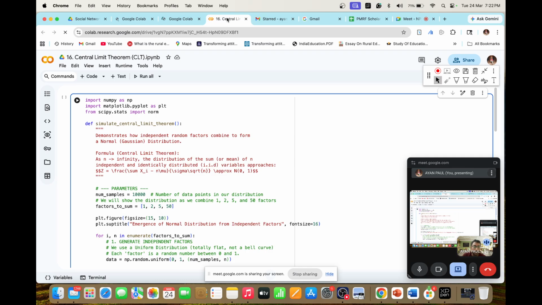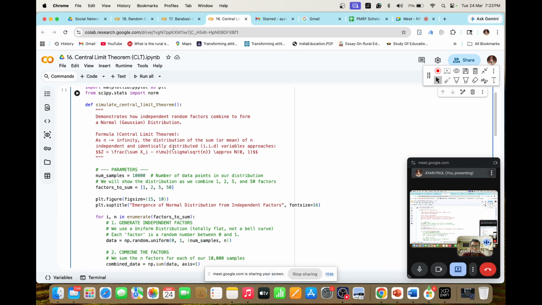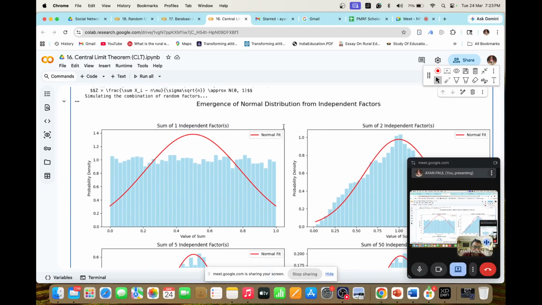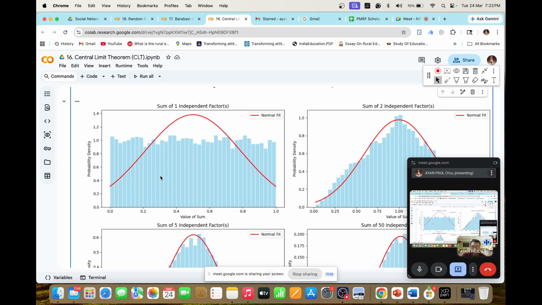Let's open first the central limit model. The central limit model demonstrates how independent random factors combine to form a normal Gaussian distribution, as the distribution of the sum or mean of n independent and identically distributed variables approaches normal. Let me show you the curves, that will better help you understand. On the x-axis we have the value of sum, on the y-axis the probability density. This is the normal fit.